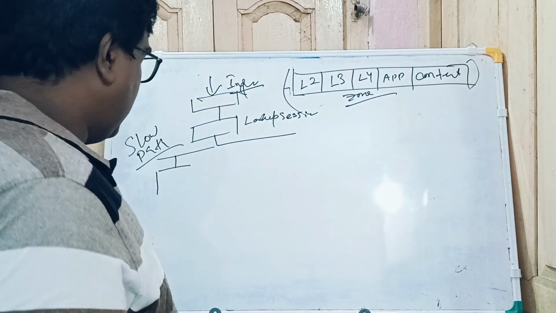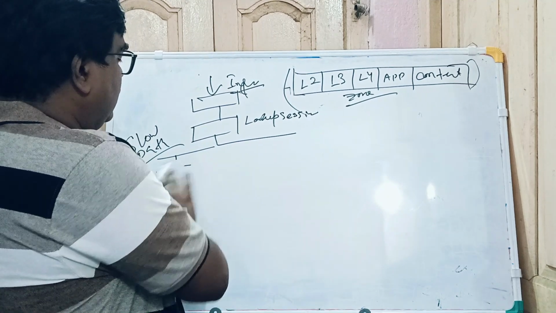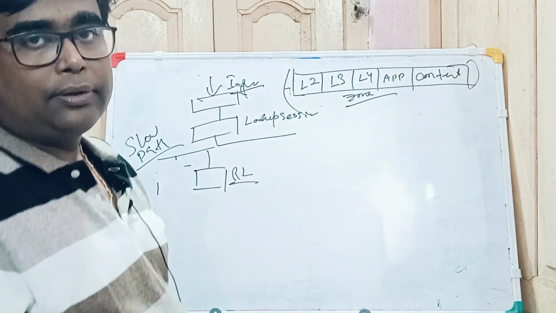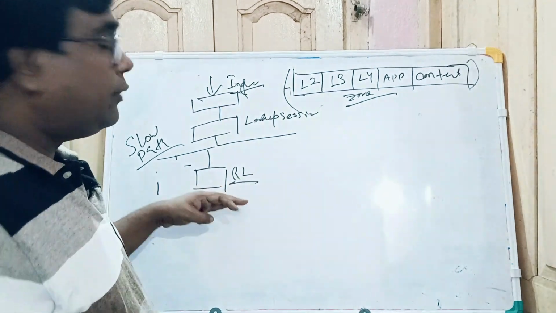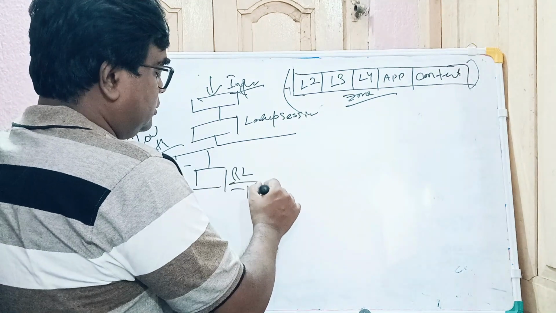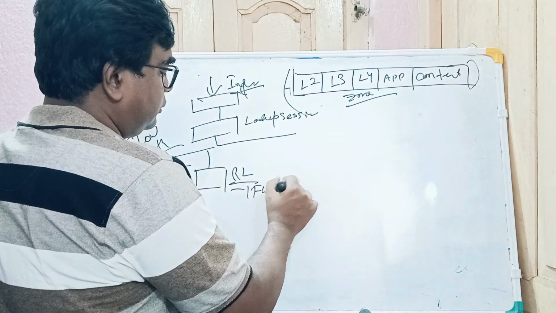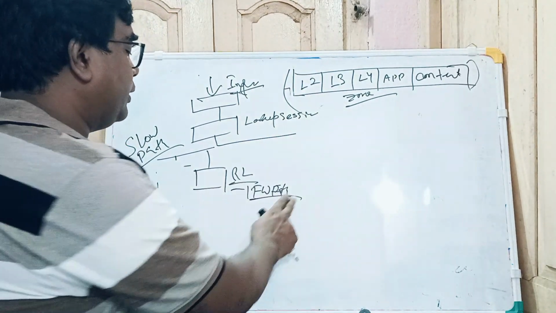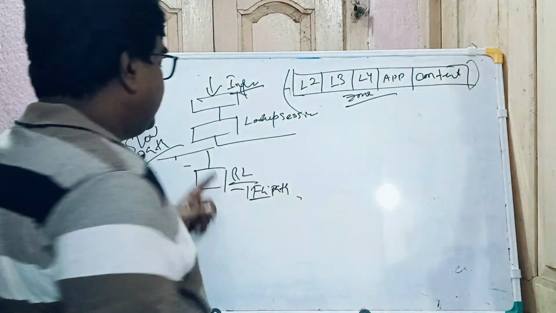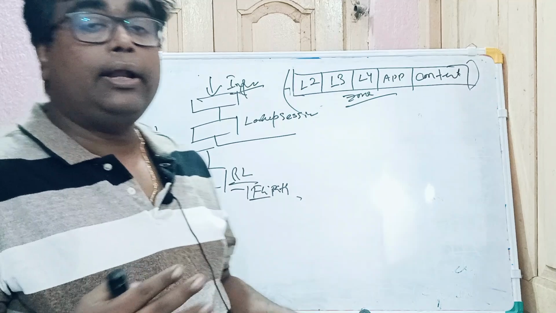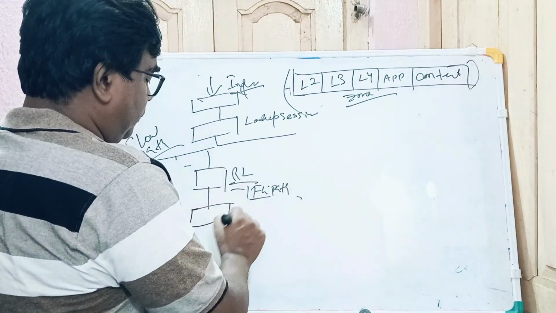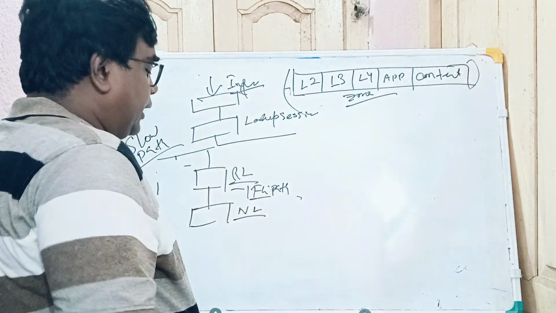On the slow path, what happens first? On the slow path, the routing lookup happens. The purpose of the routing lookup is to find out the forwarding path or forwarding table. So it checks the forwarding path, from where it will be forwarded. After the routing lookup, it comes to the NAT lookup.